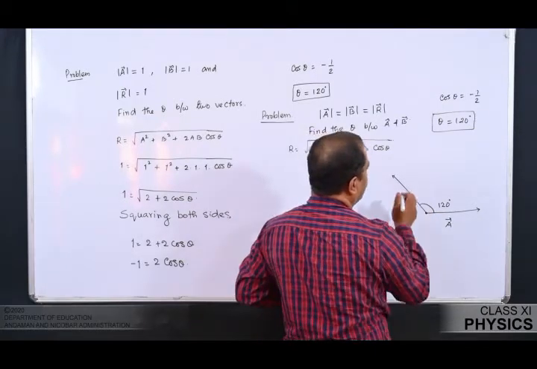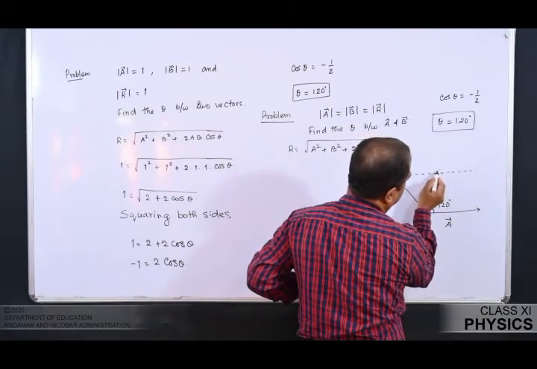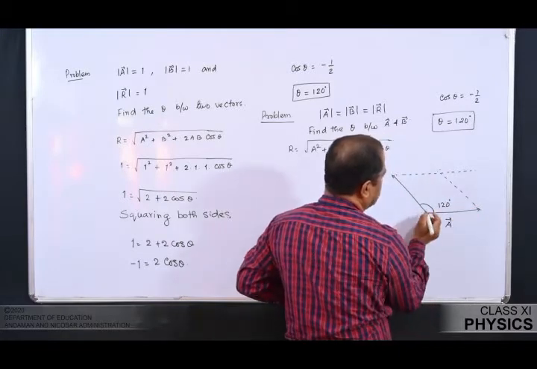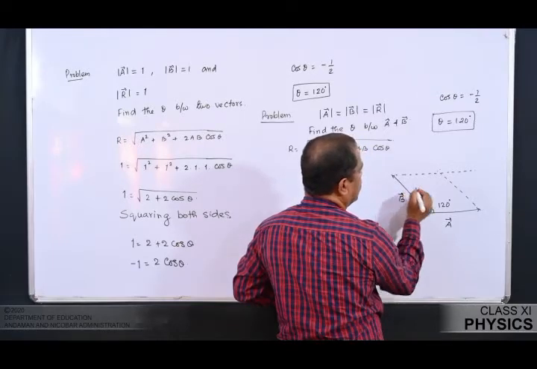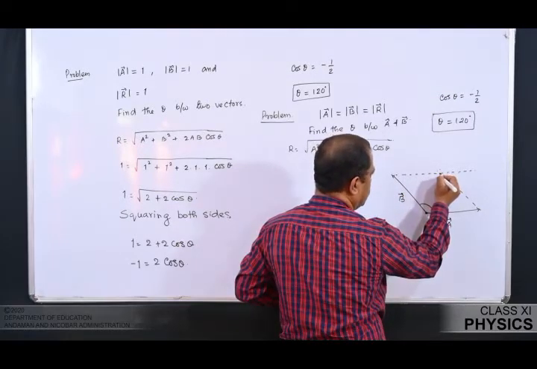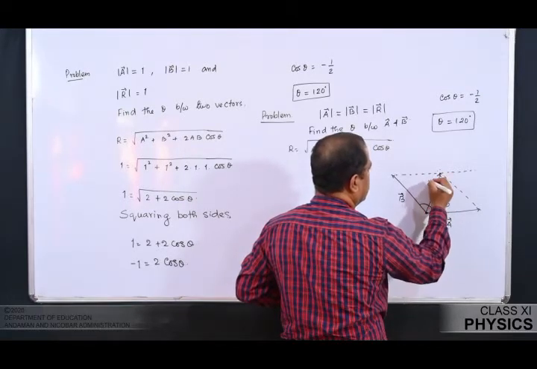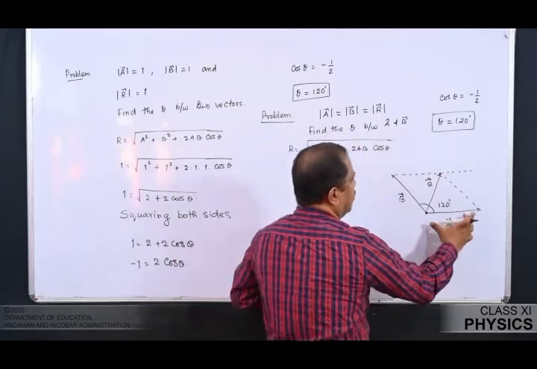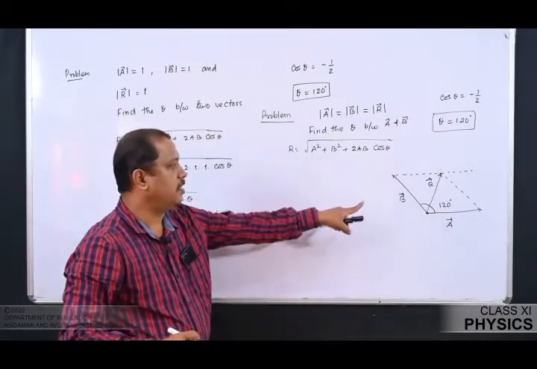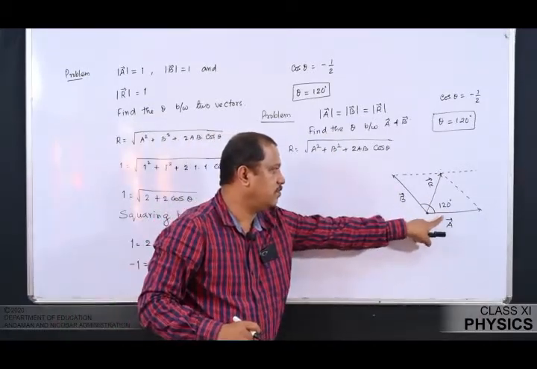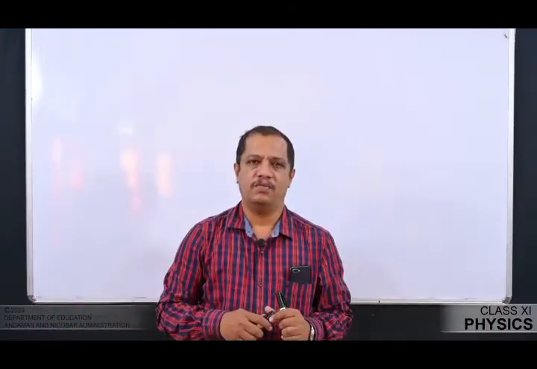Now if I use the parallelogram law of vector addition, then the diagonal that joins the tails of the two vectors A and B and the heads of the two vectors will be my resultant vector. What my problem says is the magnitude of A, the magnitude of B and the magnitude of the resultant vector are equal. That is only possible if the angle between the two vectors A and B is 120 degrees. So let's try to solve one more problem.